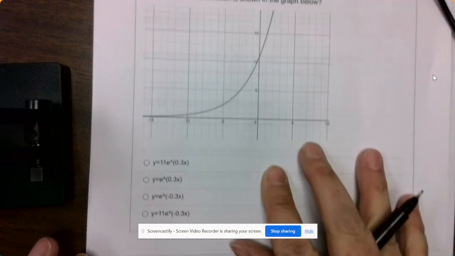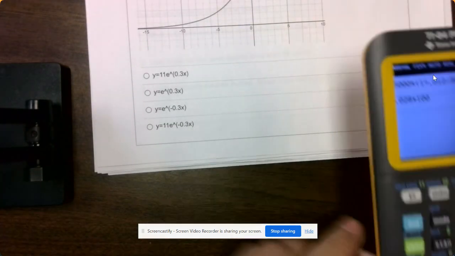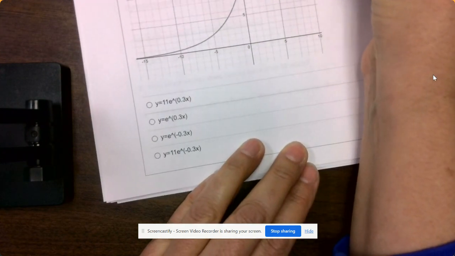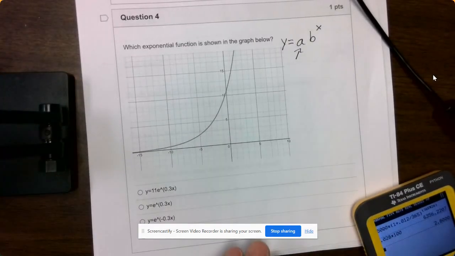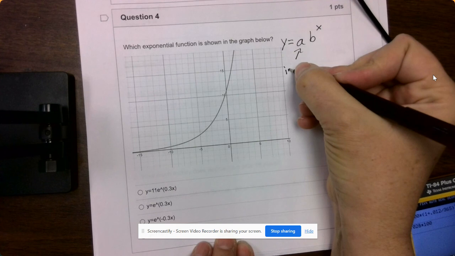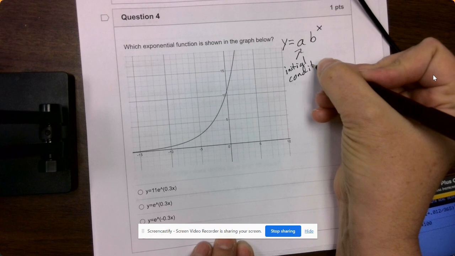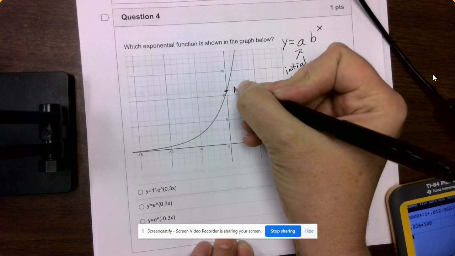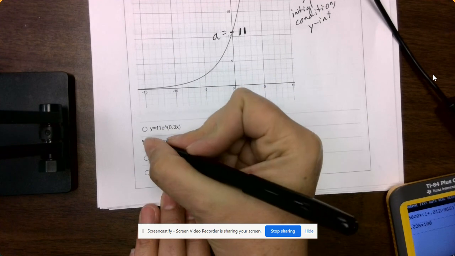Okay, which exponential function is shown in the graph below? So one thing, everybody, remember, it's y equals a times b raised to the x. I know this is showing e, but A is our initial condition, our y-intercept. So the y-intercept, everybody, is 11. So that means A is 11. So for the graphs, I know it's not this one, not that one.